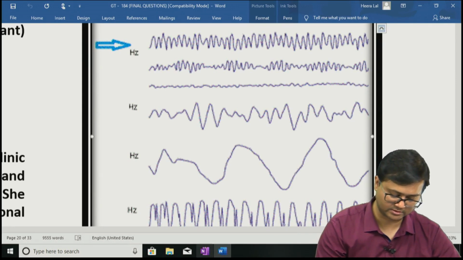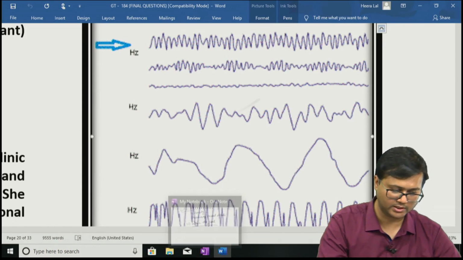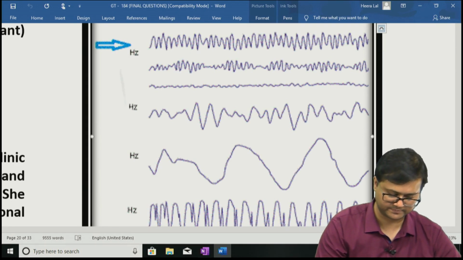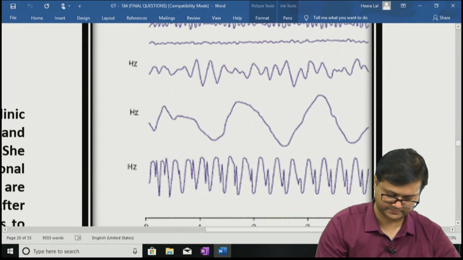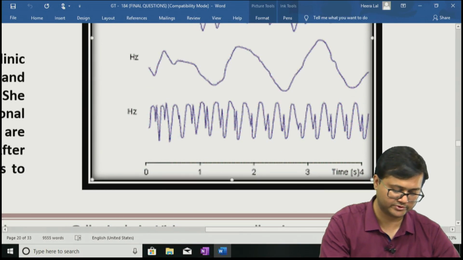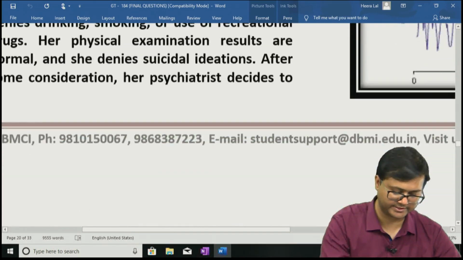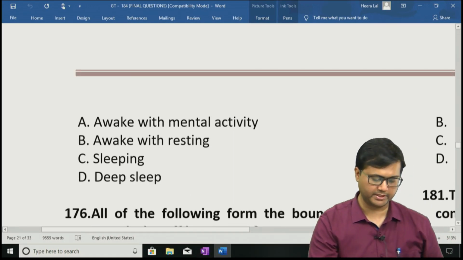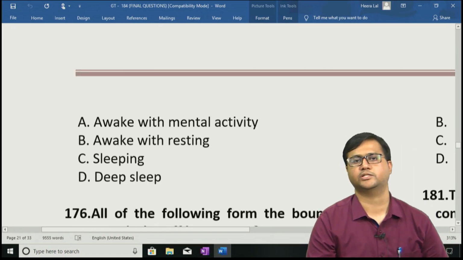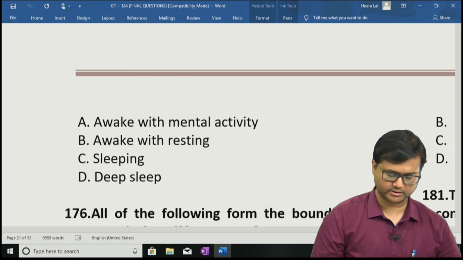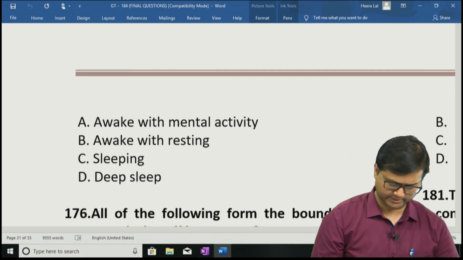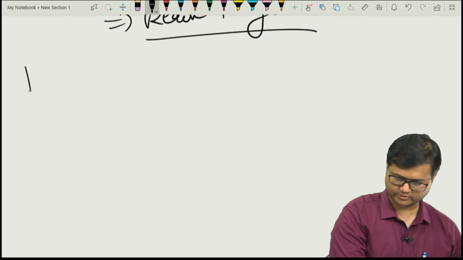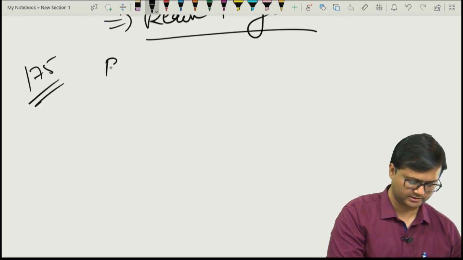So let us discuss what's the answer. These waves basically are alpha waves. We'll discuss in detail, and the correct answer then would become option B, that is awake with resting phase. In this the alpha waves are seen. So for question 175, the right answer is B.